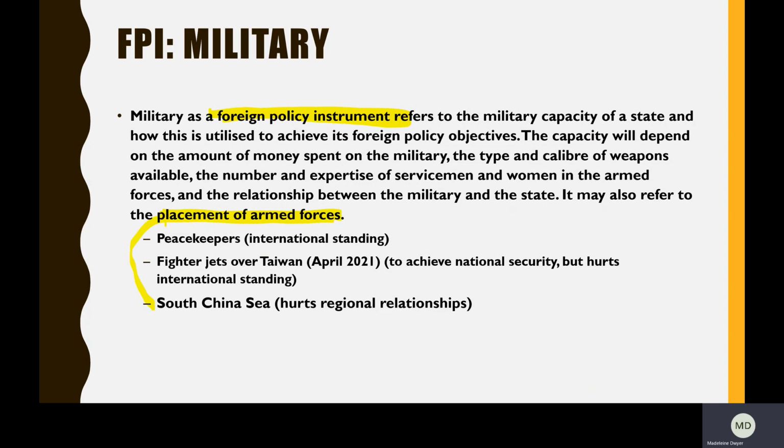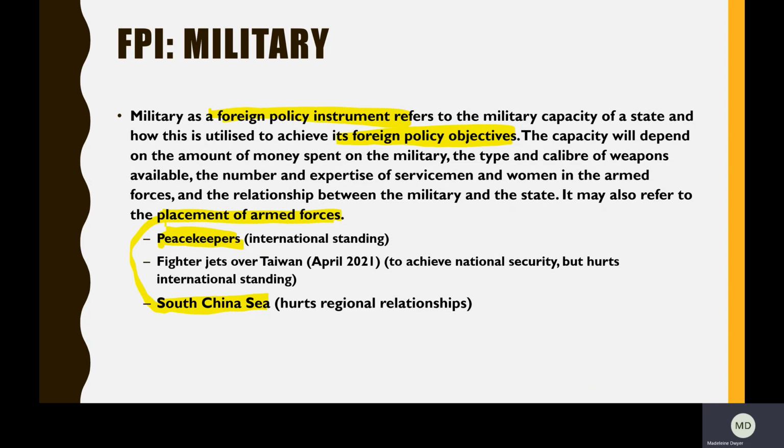So placement in the South China Sea, the militarization of it, the use of peacekeepers, they're trying to achieve foreign policy here. They're trying to achieve China's interests overseas. You could even hear talk about the increase in China's military budget to $208 billion. That would probably count as well.